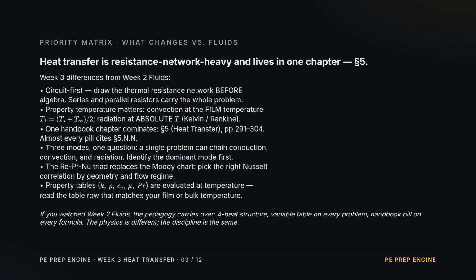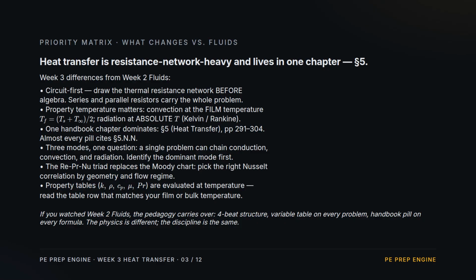What changes from Week 2? Heat transfer is resistance network heavy. Most problems start with a thermal circuit of series and parallel resistors, before any algebra. Property temperature matters more. Convection at the film temperature, radiation at absolute temperature, Kelvin or Rankine, never Celsius.